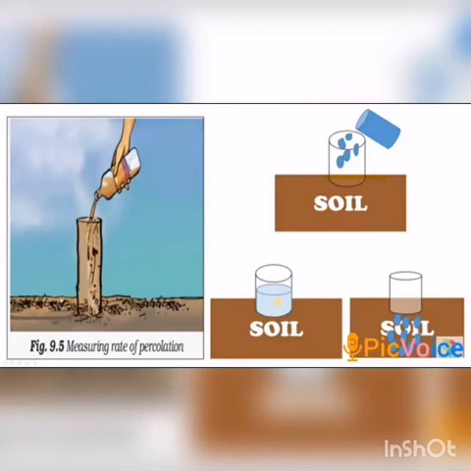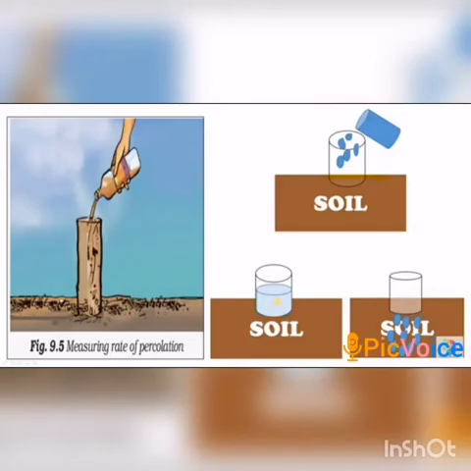Then that is the time taken. Okay children, then by using the formula, what's the formula? Percolation rate is equal to amount of water divided by percolation time. We can calculate the percolation rate.